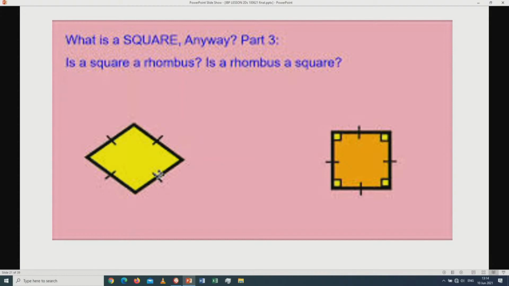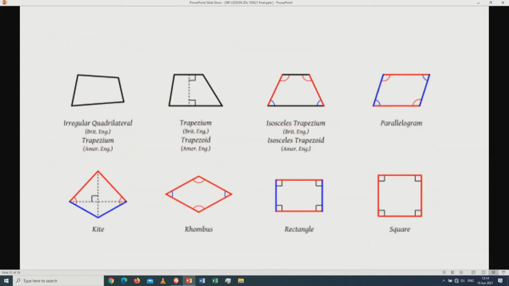Is a square a rhombus? Or is a rhombus a square? Yes, a square is a rhombus because all sides are equal, opposite angles are equal, and opposite sides are parallel. But a rhombus is not a square because a rhombus does not have the 90 degrees. So that's why it helps to know and understand the properties. Okay.